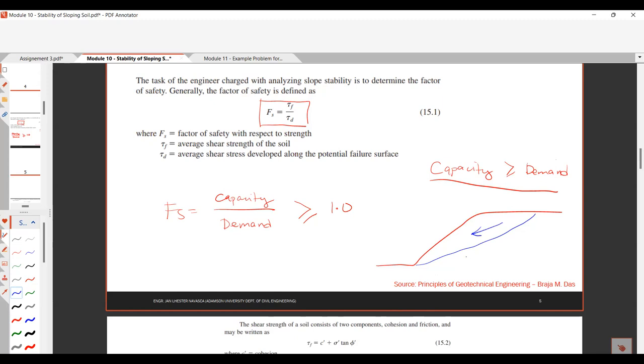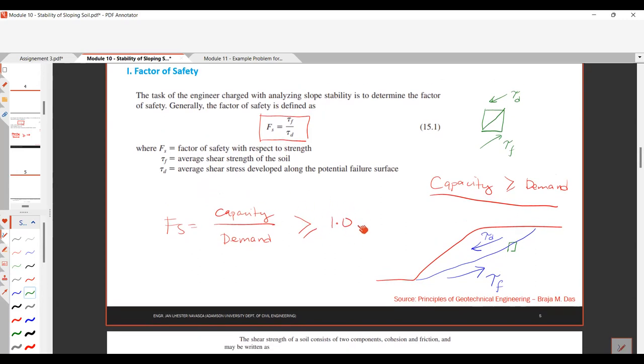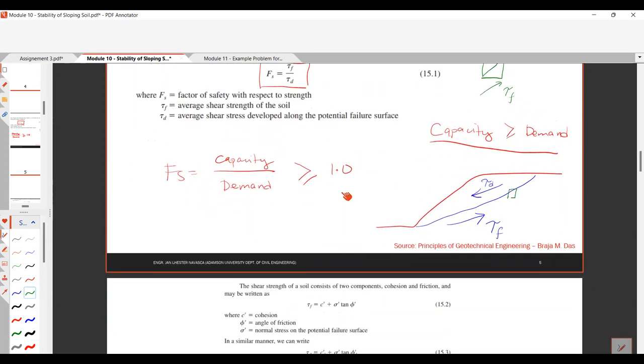Okay, so therefore, this will be your average shear strength, and this will be the shear stress developed in your potential failure surface. If we look at the soil element on this one, we have here the potential failure surface, and this will be your tau sub d, and the contradicting force is the tau sub f. So basically it is just the ratio of the capacity to the demand. Therefore, the minimum factor of safety will be 1.0. So that is the factor of safety.